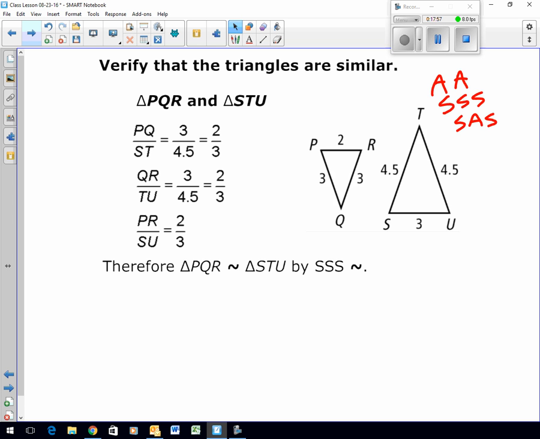I picked on him because all of y'all were thinking that same thing. Now, guys, think about what I'm giving you here. I've given you 3 sides of the triangle. You're going to be proving or disproving it through side, side, side. Look how we do this. We set it up as a proportion. P to Q is 3, S to T is 4.5. That simplifies to 2/3. Q to R is 3, T to U is 4.5. That simplifies to 2/3. P to R is 2, S to U is 3. Don't even have to simplify it. It's already 2/3. Do I have proportionality among the 3 sides?